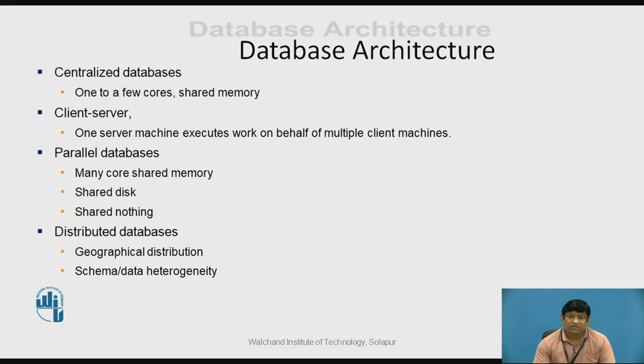Database architecture. There is centralized database: one to a few cores, shared memory. Client server: one server machine executes work on behalf of multiple client machines. Parallel databases: many cores, shared memory, shared disk, shared nothing. Distributed database: geographical distribution, schema or database heterogeneity.